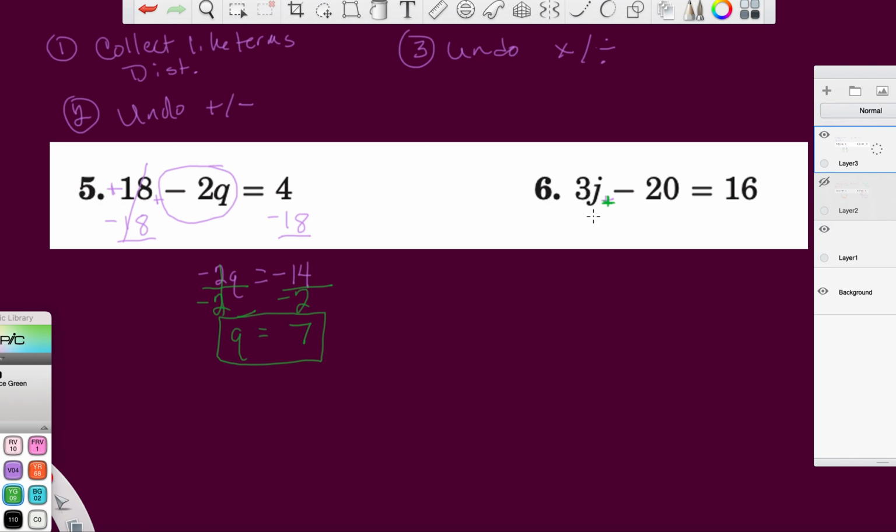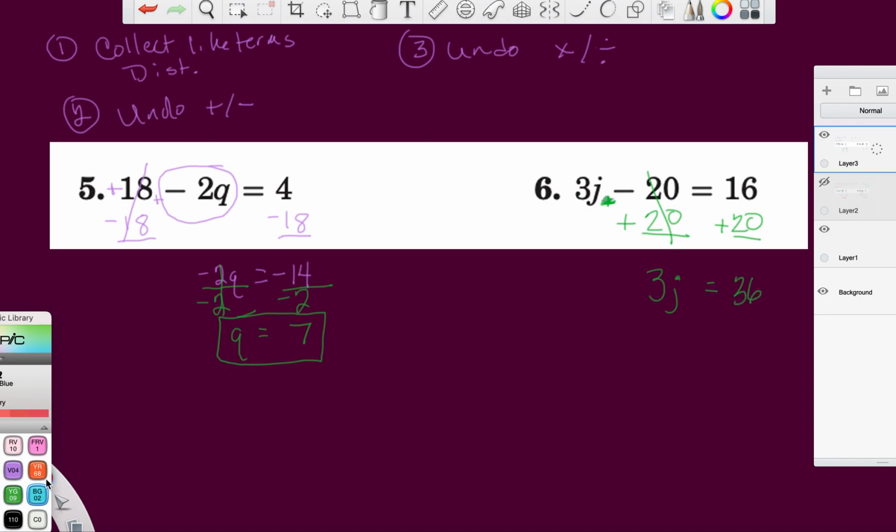And then get rid of this addition or subtraction. The reason I don't like to say plus a negative 20 is you're going to undo this subtraction with addition. So basically what you do is you just show the opposite sign and the value. Minus 20 plus 20, or negative 20 and positive 20. Got to put a positive 20 over here. So now we have 3j is equal to 20 plus 16 is 36.